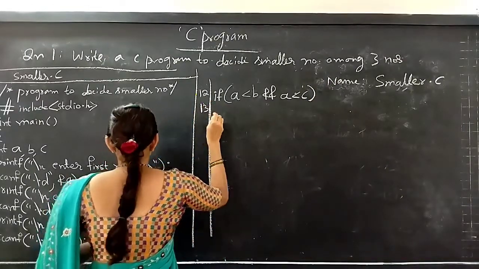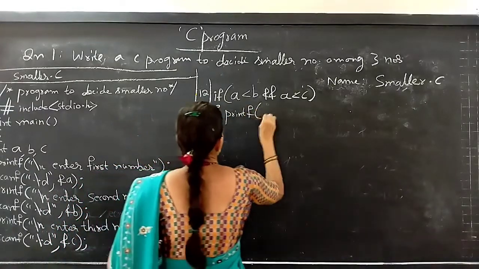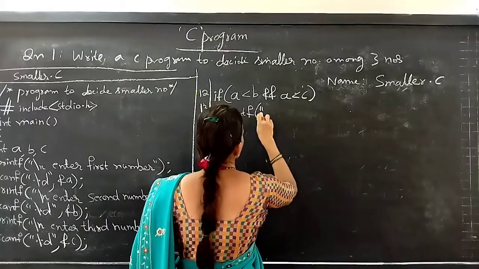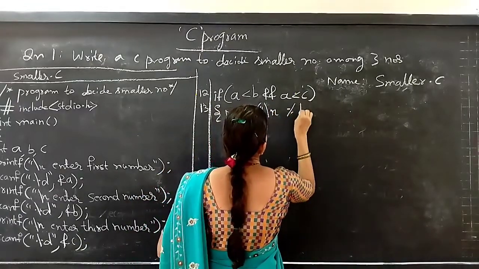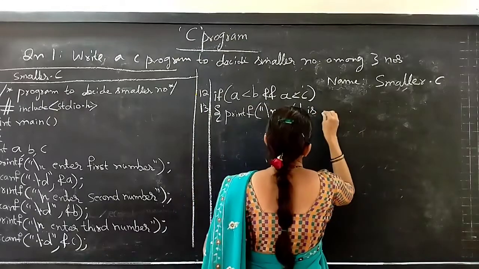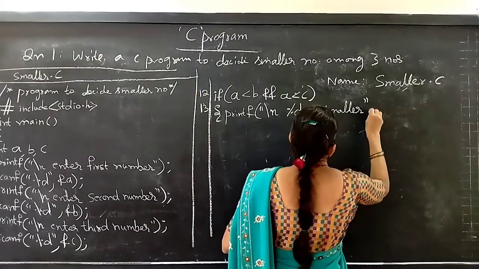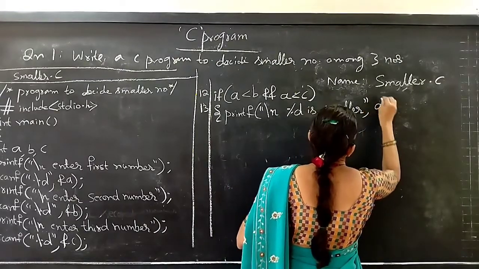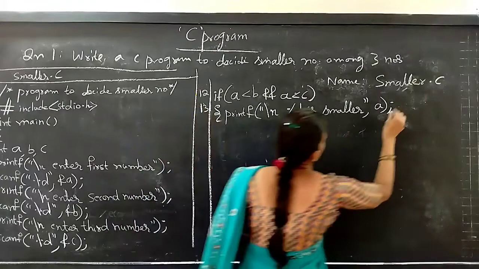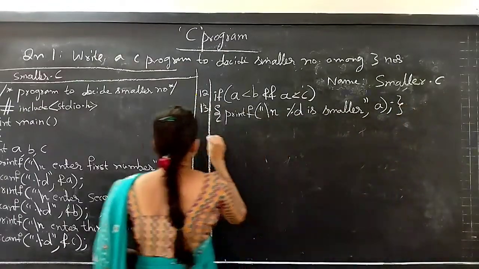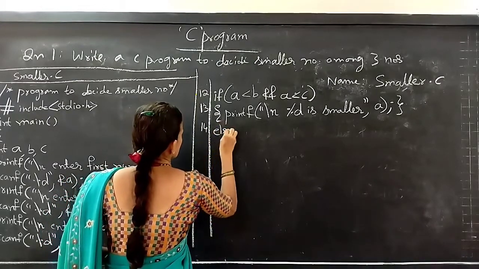Then we have to write printf, open bracket, quotes, then backslash n, percentage d is smaller, double quote close, comma and write A, semicolon. Then we open this flower bracket; you can close it on the same line. And again we have to write else if.